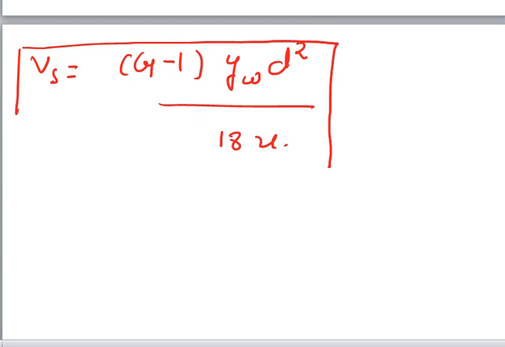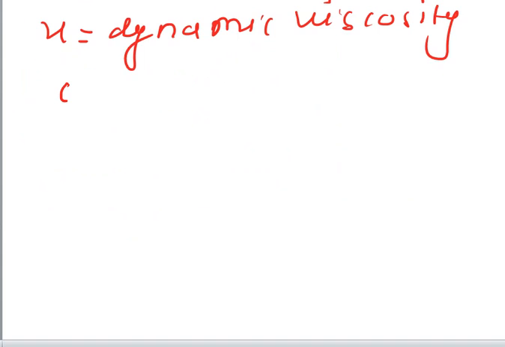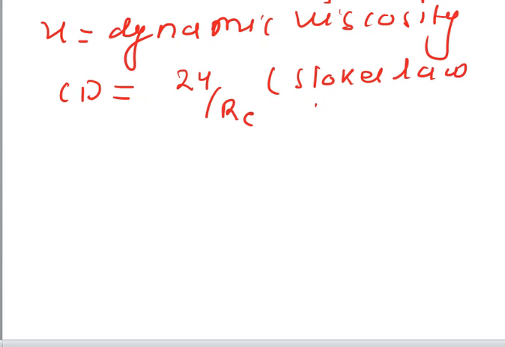You will get this equilibrium equation. What is new here? I have not told about this: this is dynamic viscosity. From where does it come? It came from the CD. CD goes like 24 over RE in case of Stokes, for Stokes law validity.